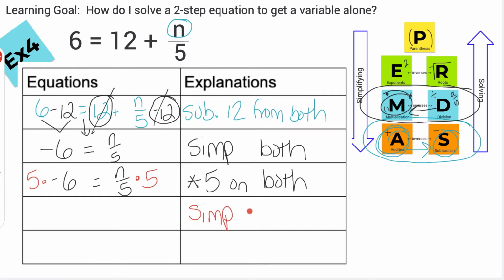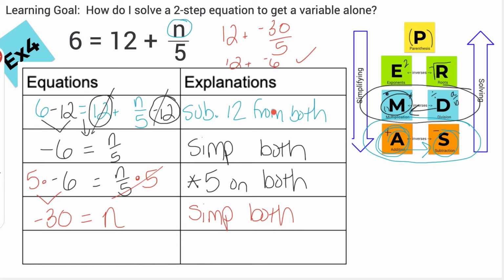Now you have to be a little careful here with these negatives because this is times negative 6, right? It's not a minus 6. 5 times 6 is 30, so 5 times negative 6 is going to be negative 30. Divided by 5 and times 5 are inverse operations. They cancel, and we're left with n equals negative 30, which means that if I take 12 plus negative 30 divided by 5, I should get 6 as my answer. This equals negative 6, so it works because 12 plus negative 6 does in fact equal 6.